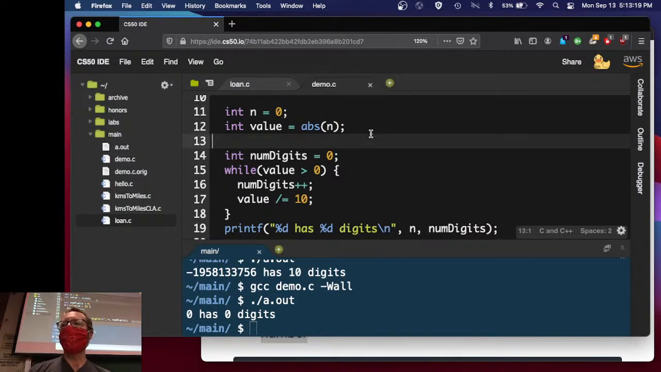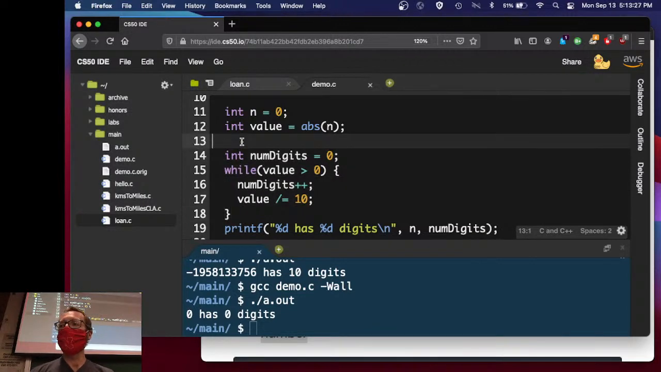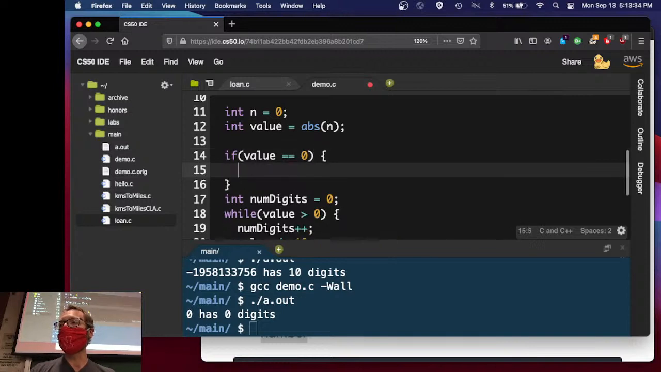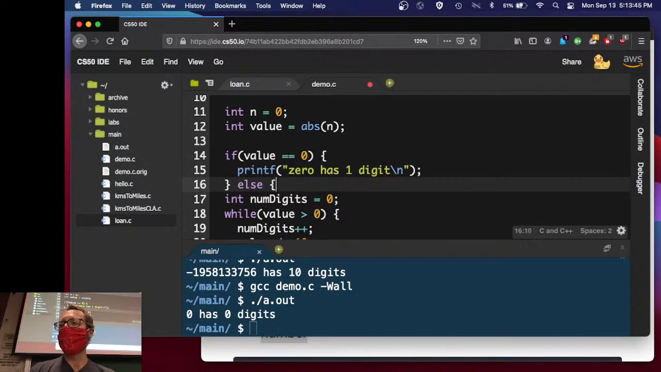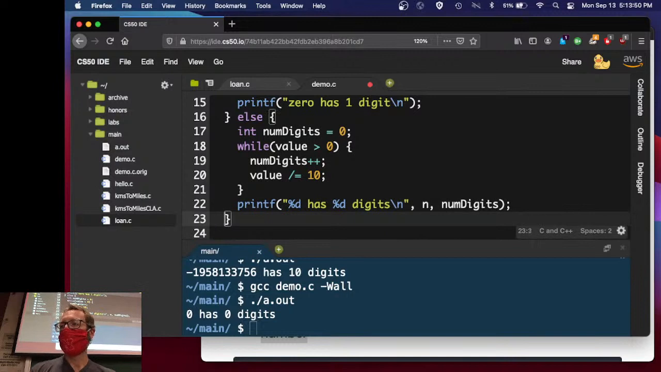Is that correct? No. So oftentimes what we have to do is take care of those edge cases separately. None of this stuff applies, right? So if you want, you can take that edge case and deal with it completely separately. If the value is 0, then we'll print out a special message. Printf 0 has 1 digit. Right? End the line and be done with it. And then I'll put all the rest of this stuff into one big else statement. There we go. There, 0 has 1 digit.